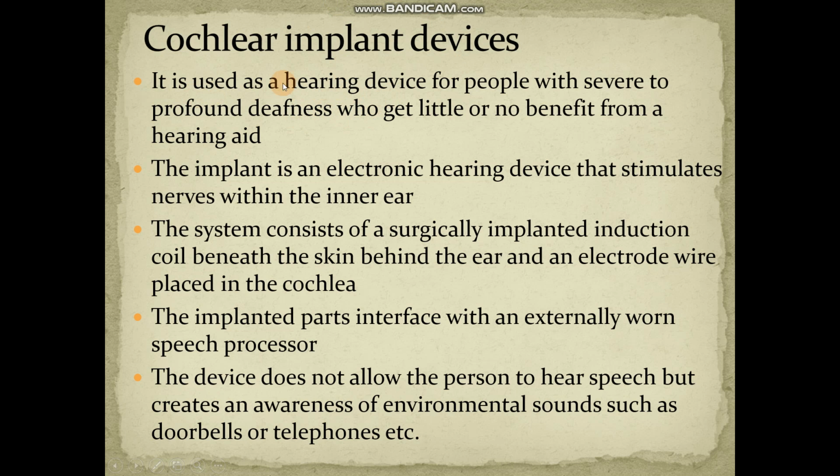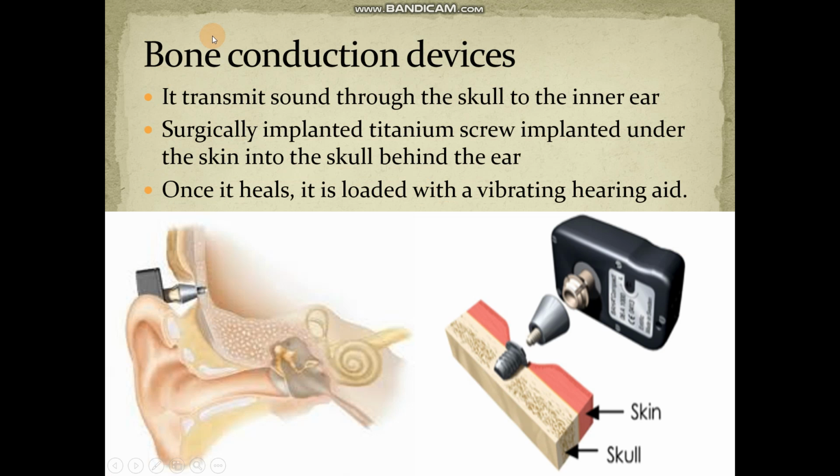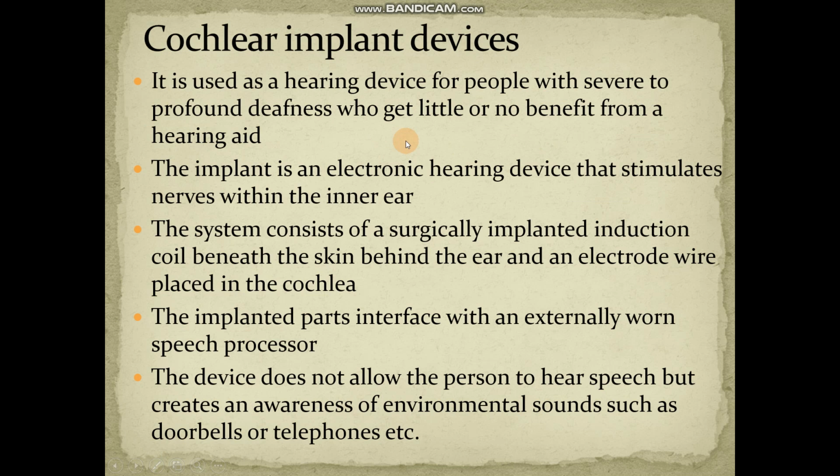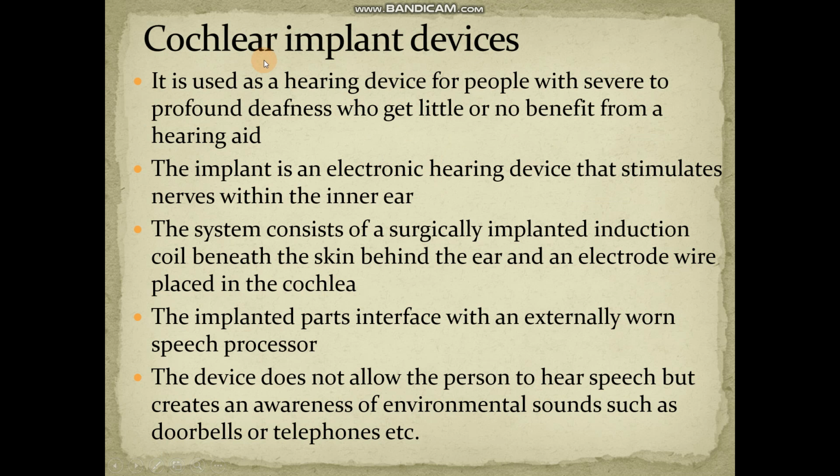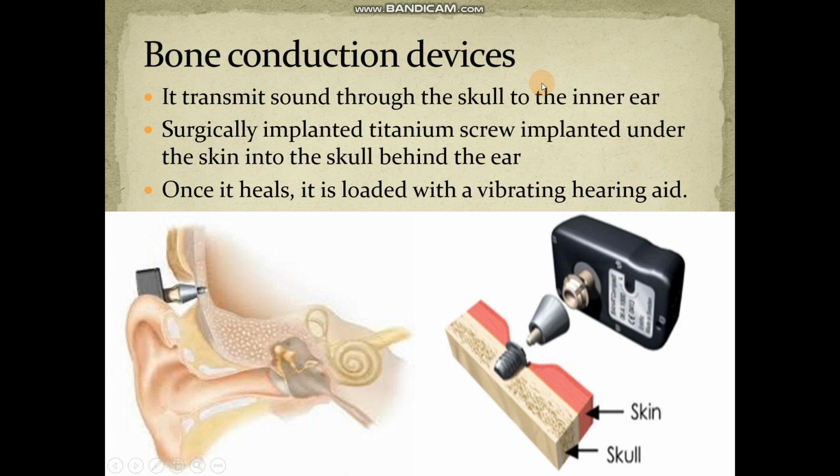So bone conduction devices transmit sound through the skull to the inner ear, surgically implanted, similar to cochlear implantation. A surgically implanted titanium screw is placed under the skin into the skull behind the ear. Once it heals, it is loaded with a vibrating hearing aid. So for more severe profound hearing loss, we use only cochlear implant devices as well as bone conduction devices.